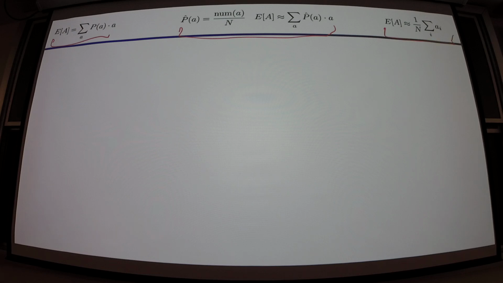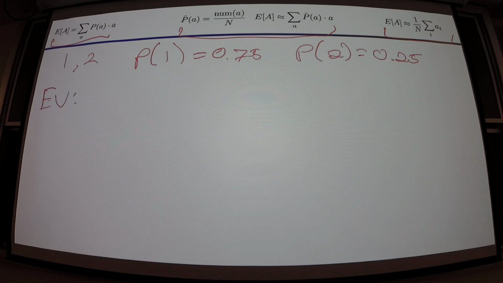So let's say that we have two possible outcomes, and their values are 1 and 2. And it's not uniformly distributed, so we can say that the probability of 1 is, for instance, 0.75, and the probability of 2 is 0.25, right? So we can take the true expected value of this, which is 0.75 times 1, plus 0.25 times 2, which is what, 1.5?